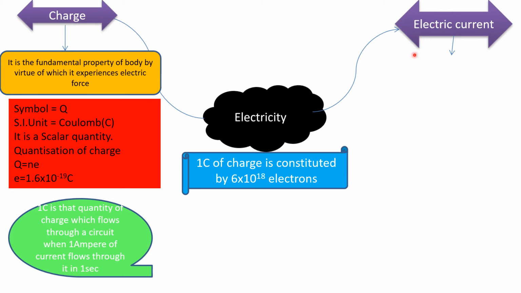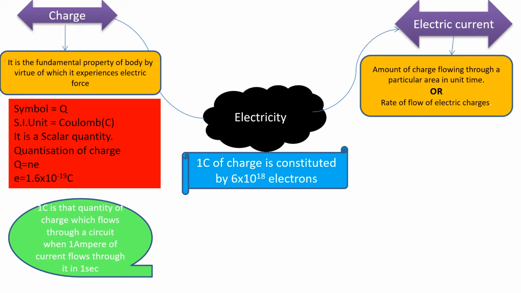So what is electric current? It is the flow of charge, right? But to be very specific, if we talk about the definition, then this is the amount of charge flowing through a particular area in unit time. We always talk in the sense of time. So what is the definition of electric current? Amount of charge flowing through a particular area in unit time.